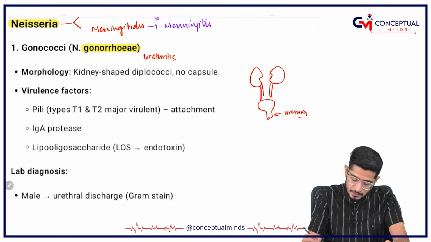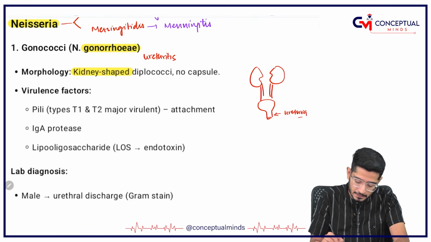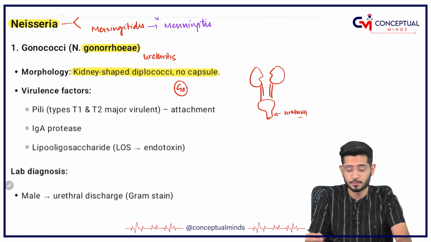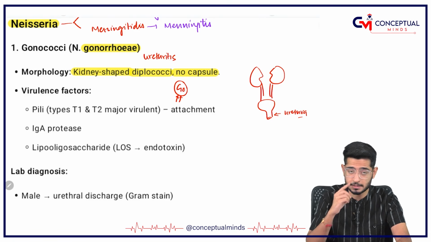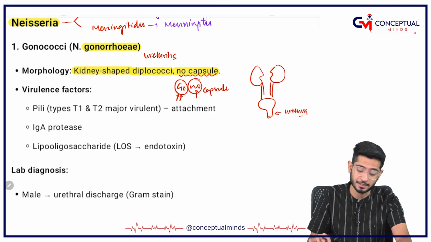The significance of making kidneys over here is that gonorrhea itself is a kidney shaped diplococci without any capsule. Why? Because gonorrhea wants to go. So, because gonorrhea wants to go, Neisseria gonorrhoeae has no capsule. That is why it can go.